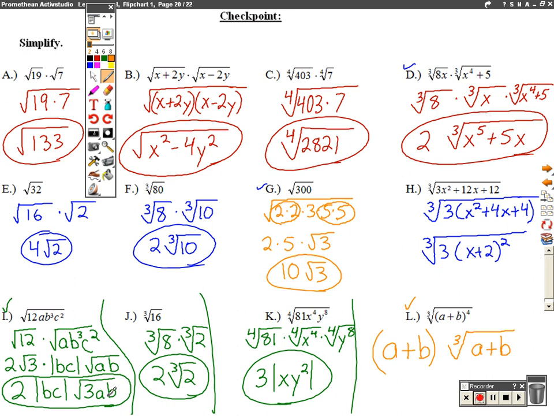And I also wanted to point out letter L. 3 goes into 4 one time with 1 left over, so I can pull out one of the a plus b's, and there's 1 left over underneath. Now make sure that you put this a plus b, since it counts as one factor. It's not going to have absolute value brackets because the index is odd, but you do have to put it in parentheses because this particular factor has 2 terms.